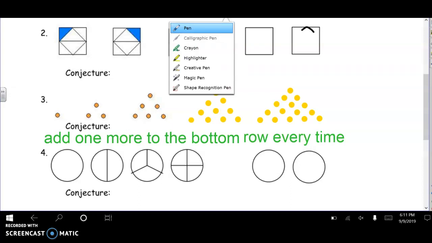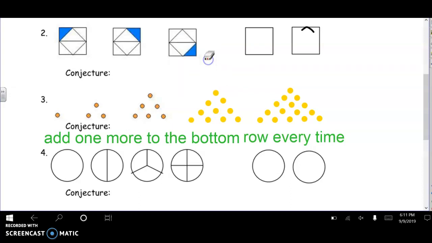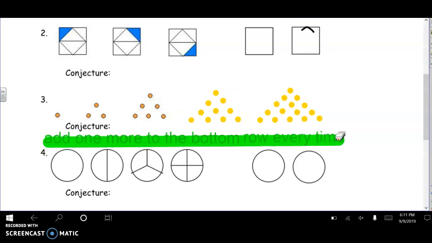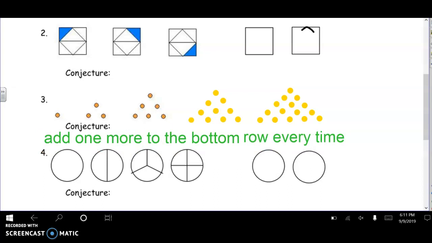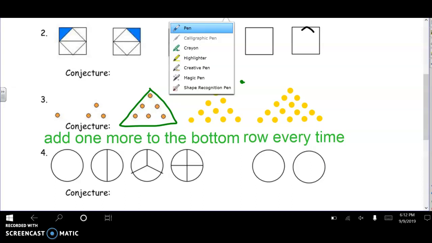I think this conjecture is okay, but I don't love it. I wouldn't give it full credit, and here's why. Adding one more to the bottom row every time will be helpful, but really, the person who does that from the last example, well, all they're doing is saying that if this were the third one, that if I add one more to the bottom row, I would have 1, 2, 3, 4 on the bottom row, and then it doesn't say to do anything else with the rest of it. And I don't think that's what we mean. This would be what our picture would end up looking like.